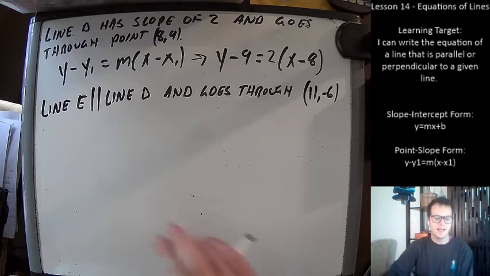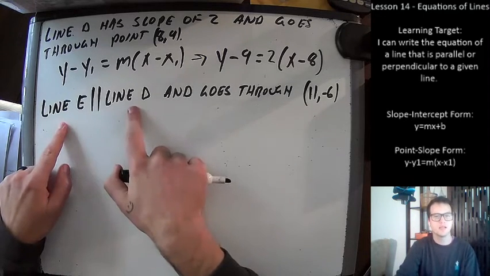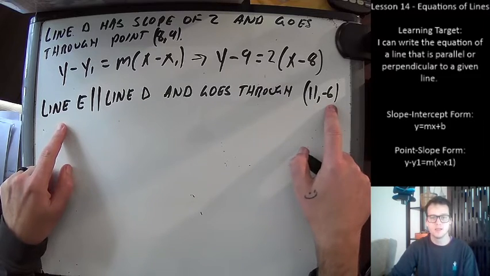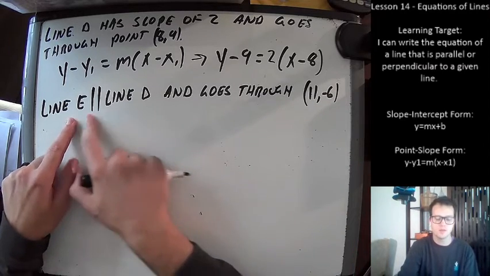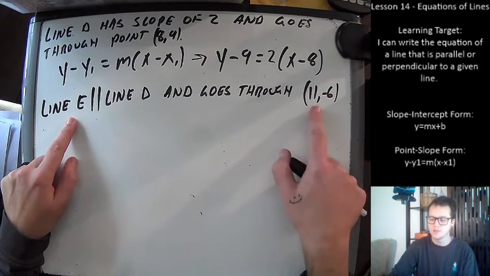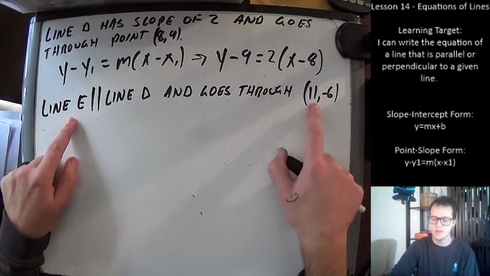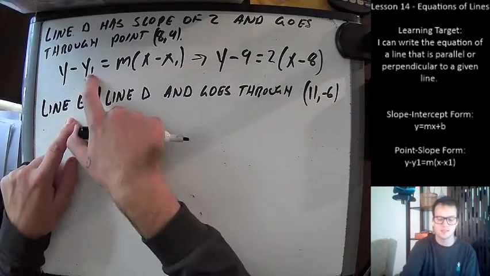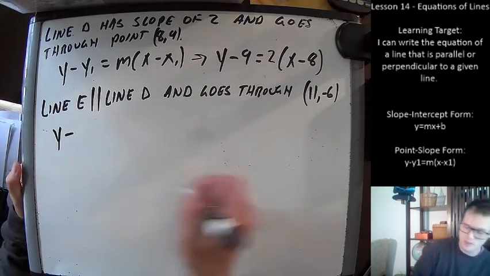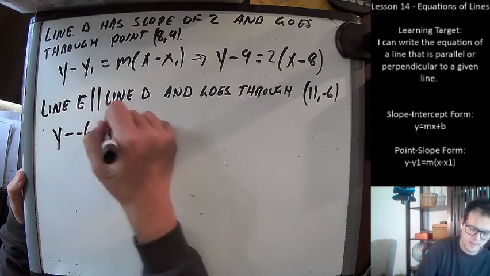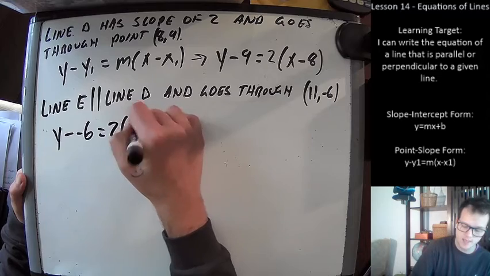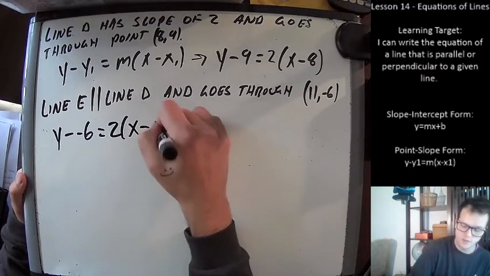Okay, let's talk about line E. Line E is parallel to line D, and it goes through the point 11, negative 6. So again, we have the slope because we know these two are going to be the same. Line E is going to have a slope of 2, and it goes through this point 11, negative 6. So our 11 is our x1, our negative 6 is our y1. So when we write it out, it's going to be y minus our y1, which is negative 6, equals m, which is 2, times x minus 11, which is our x1.